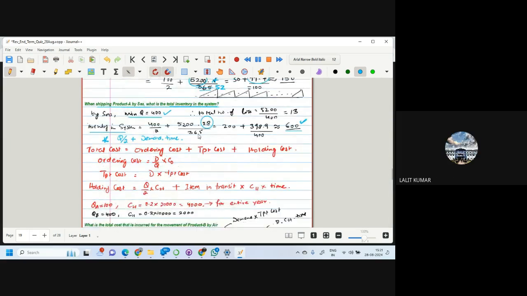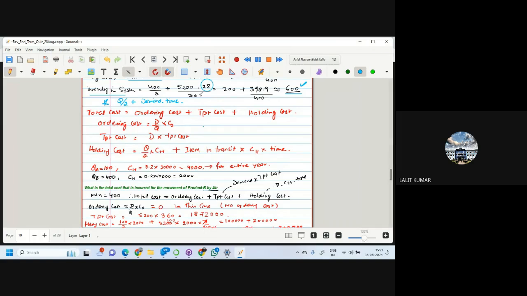Now total cost is how much? Total cost will be ordering cost plus transportation cost plus holding cost. Ordering cost formula we know from EOQ is D by Q into CO. Transportation cost will be demand into the transportation cost. Holding cost now will be Q by 2 into CH and items in transit into CH into time.